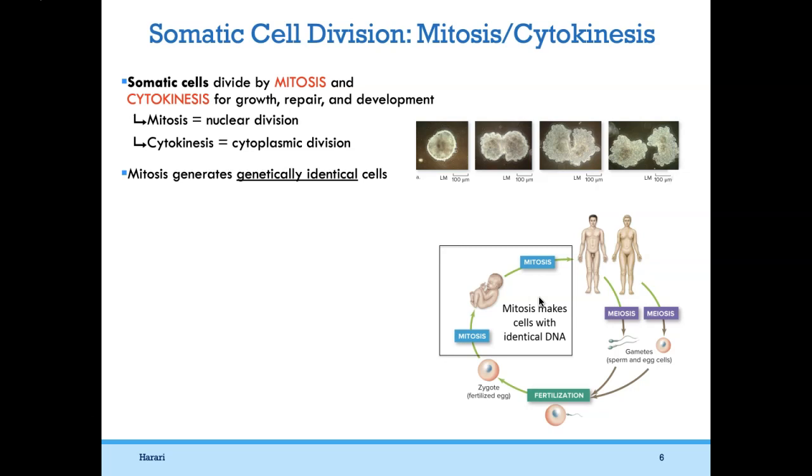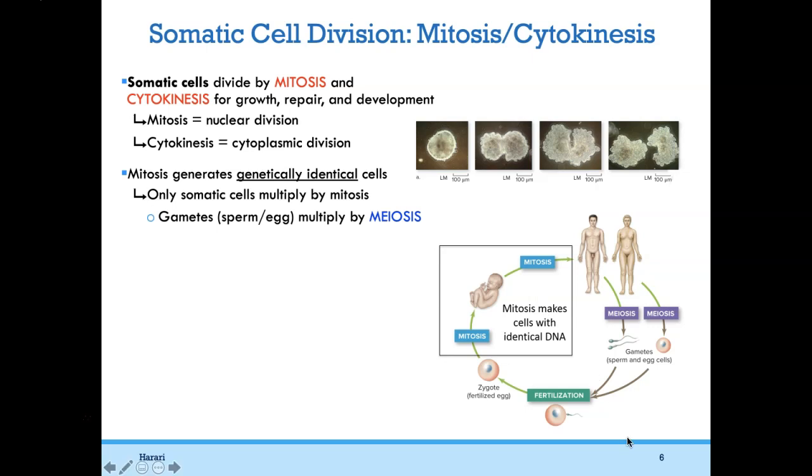The key point about mitosis is that it generates genetically identical cells. So if you start off with one cell, you're going to end up with two cells that are identical copies of the original. And remember, only somatic cells multiply by mitosis. Gametes, like sperm or egg, multiply by meiosis. Once we have adults at puberty, they could generate gametes by meiosis. Once sperm and egg fertilize each other, that fertilized egg can undergo mitosis again to help develop the embryo.